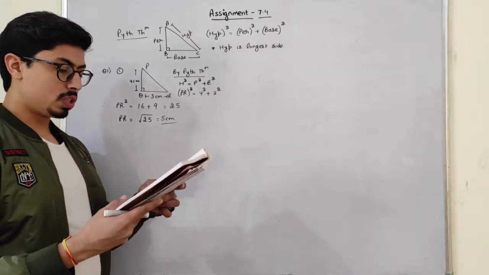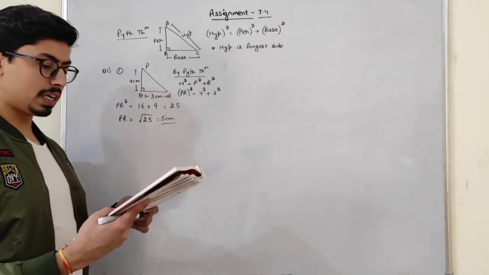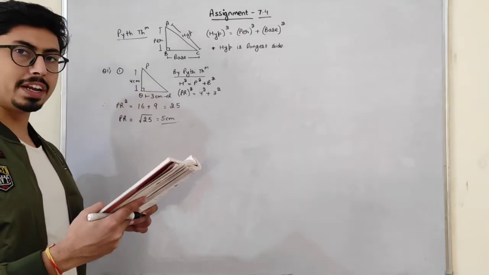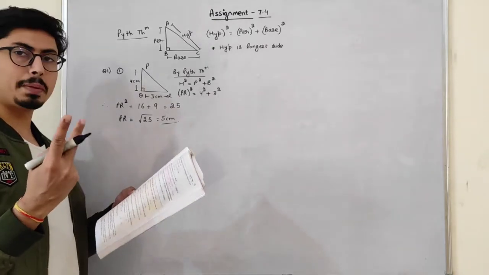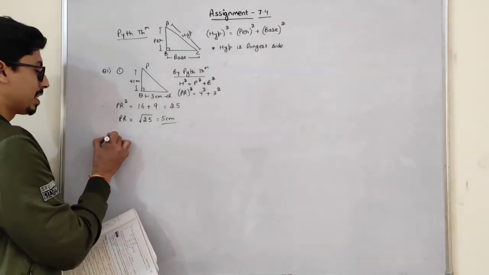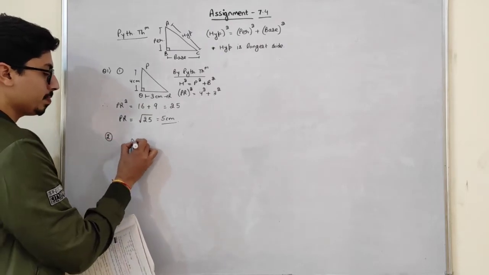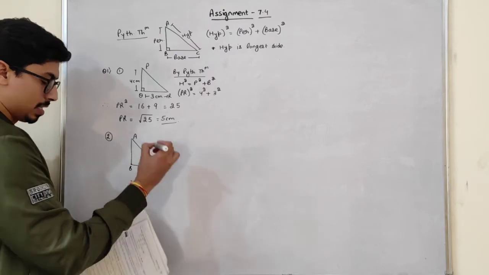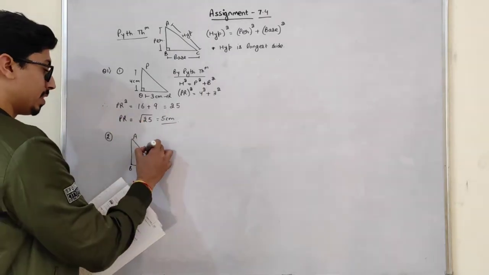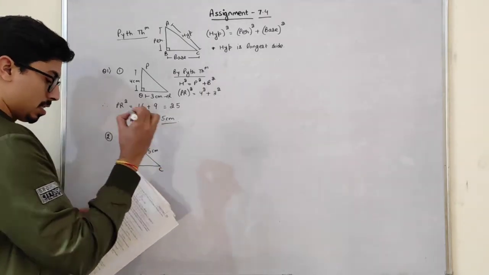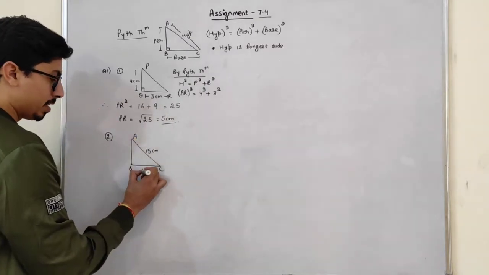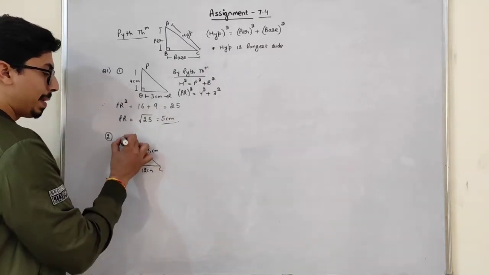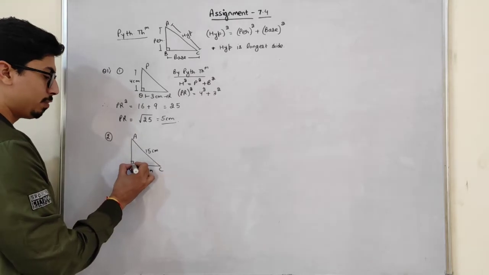Now the next is to find out the perpendicular. Hypotenuse is 15 and base is 12. See, the second part is, take a right triangle ABC. Hypotenuse is 15, base is 12 centimeter. Perpendicular we don't know, students. Perpendicular we have to find out.